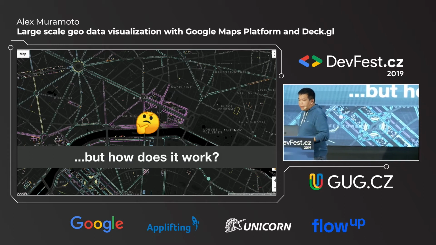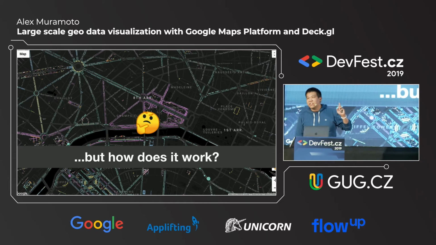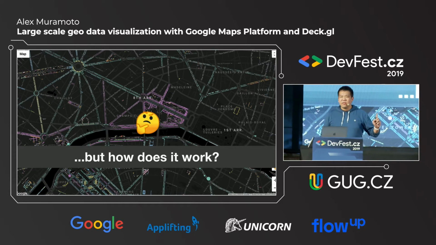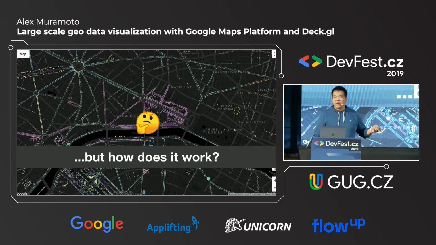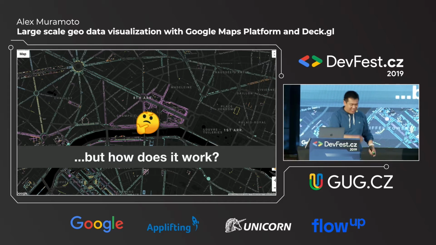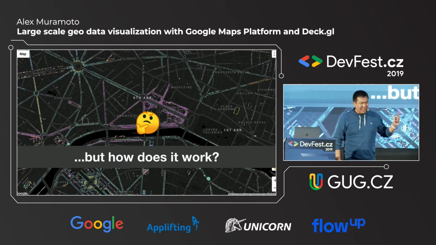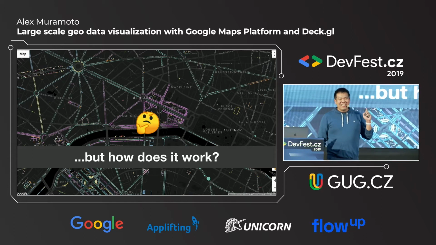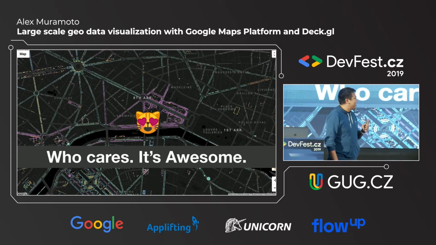So how does it work? How many JavaScript engineers or JavaScript developers in the room? About half? No, there's got to be more than that. How many JavaScript developers in the room? Raise your hand. Cool. So then you're going to love this, because every JavaScript developer, when you ask how the framework works, has the same answer, which is, who cares?